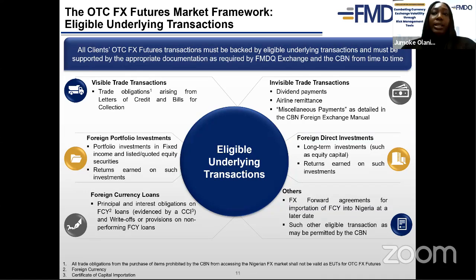So what we've done is just highlight them again here in some high level buckets. Visible trade transactions, so obviously your LCs, your bills for collection type transactions, would typically be eligible to be hedged using OTC FX futures. Invisible trades, so these are your payments, your dividend payments, your airline remittances, and a list of transactions we've called miscellaneous payments here, but there are quite a lot of them defined in the Central Bank Foreign Exchange Manual. You have consultancy fees, you have medical bills, you have demurrage, quite a whole list of invisible transactions as defined by the central bank that are also eligible to be hedged in this market.